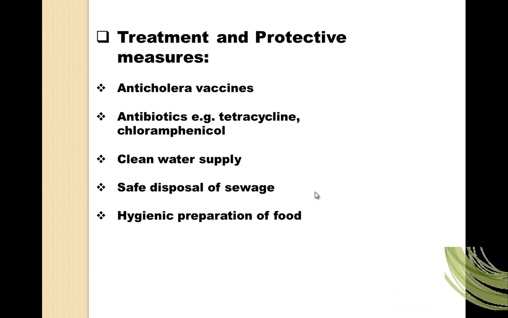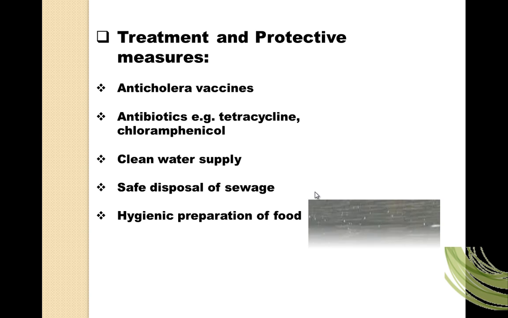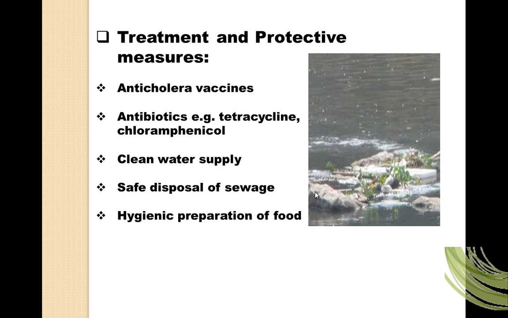Treatment and protective measures. Anti-cholera vaccines. Antibiotics such as tetracycline, chloramphenicol. Clean water supply. Safe disposal of sewage. Hygienic preparation of food. Means what? The water coming to our house should be clean. It should not be contaminated with the sewage water, because we have seen the disease spreads through the fecal contamination. Hygienic preparation of food. Food must be prepared in clean places.